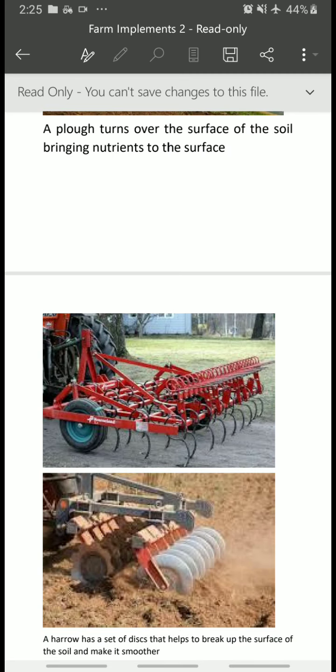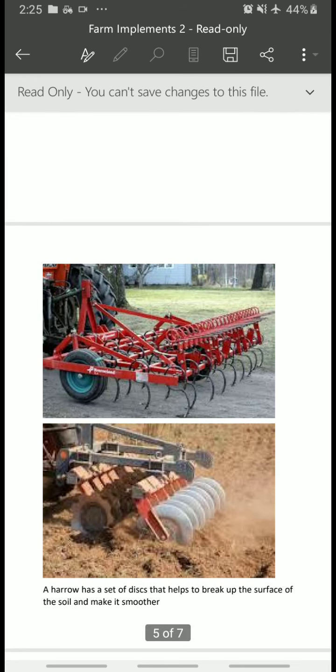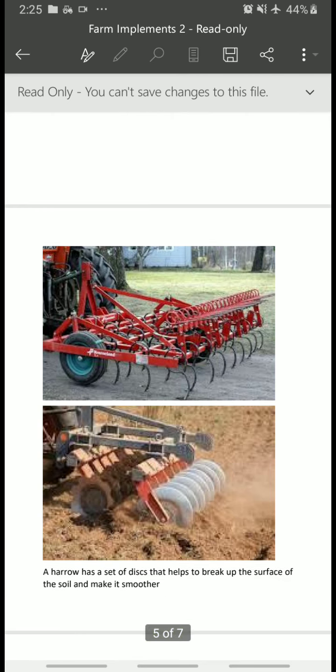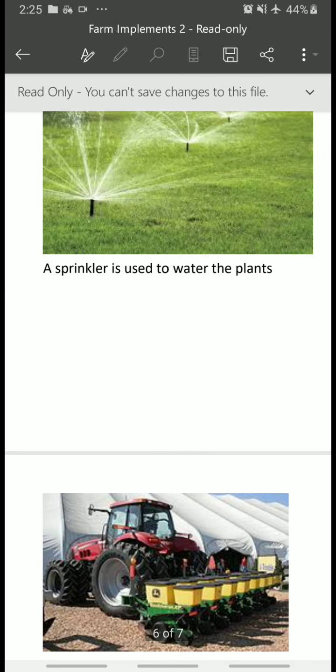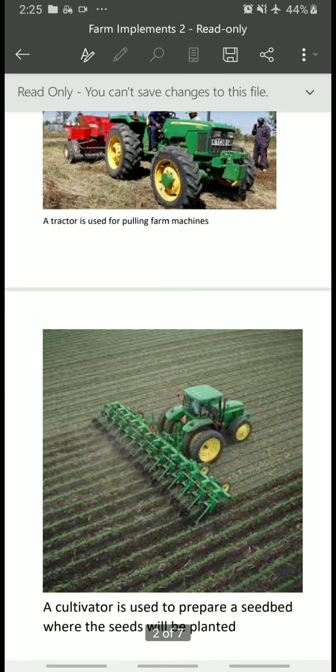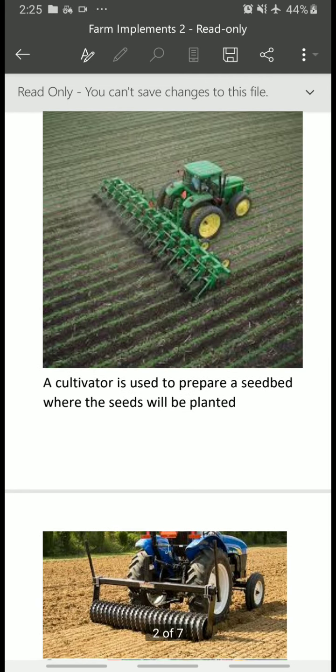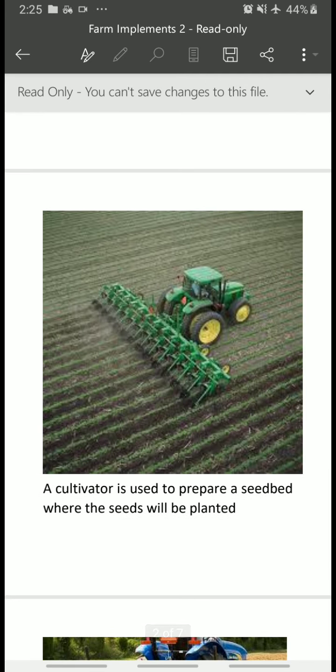And if you look at the corner of this harrow, there is a tractor there. Can you see the tire of the tractor? That big tire. And this is the tractor again. So you use the tractor for so many other farm implements. A cultivator is used to prepare the rows of bed where you will plant the seed. Yes, it's called a seed bed, where you will put the seed.